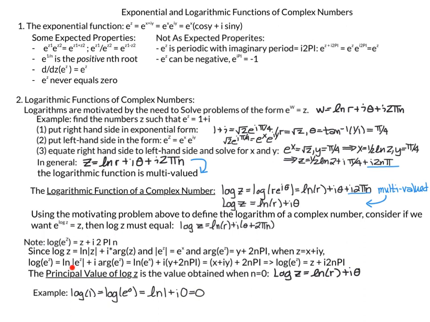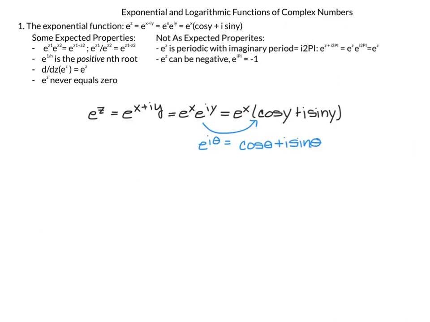Then we have another note here that we will talk about, and then we have some examples as well as other examples in this video. Many of these expected properties, and this first one we've already been using, but we'll just go over this top one here, the exponential form of a complex number.